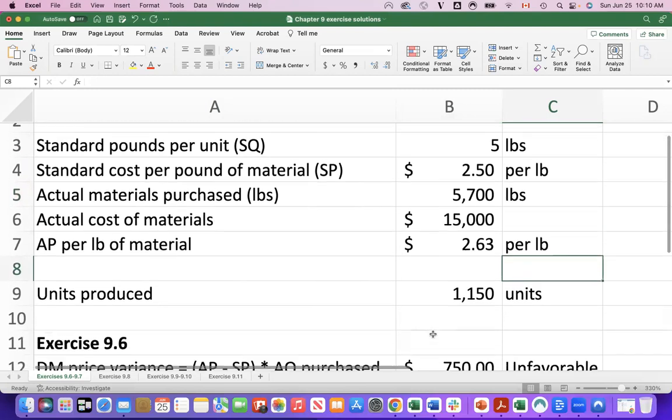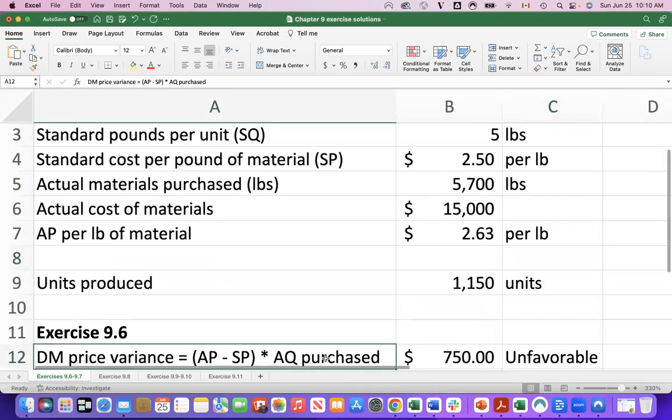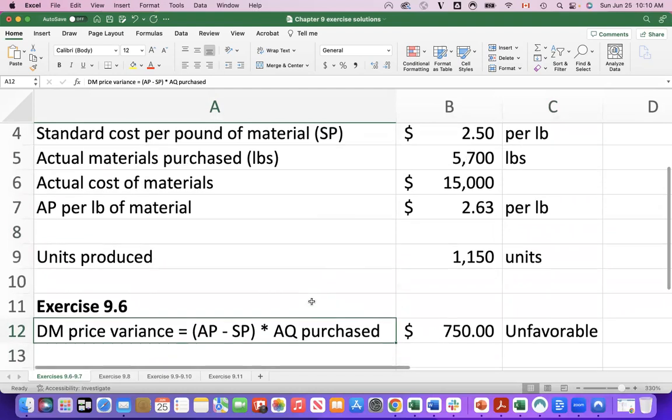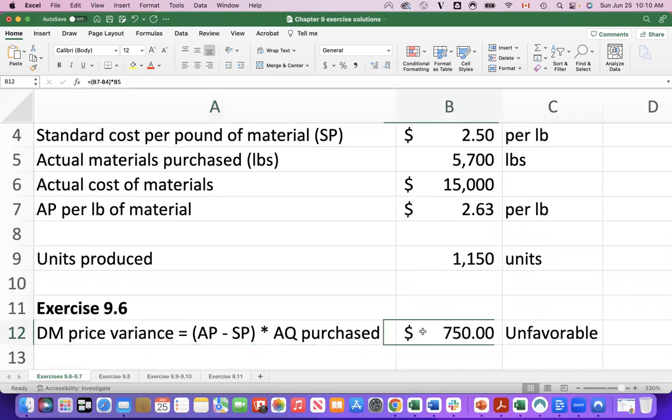So getting into determining the price variance, remember the formula for the price variance: it's the difference between the actual price paid per pound of material versus what we expected to pay per pound of material, and then we multiply that by the actual pounds that were purchased. In this case, purchased and used are the same, so it's still going to be 5,700 pounds.